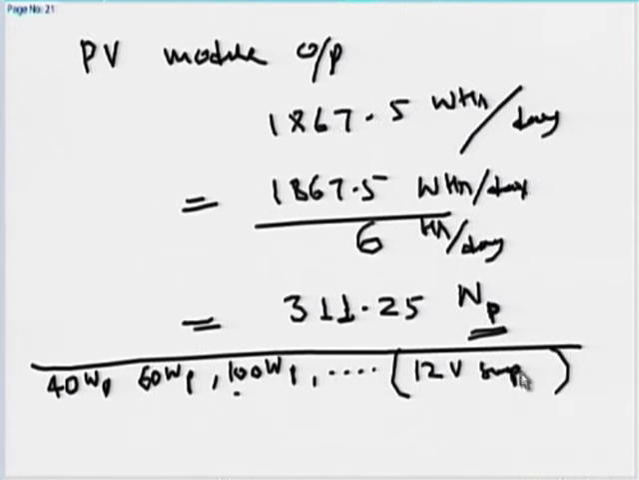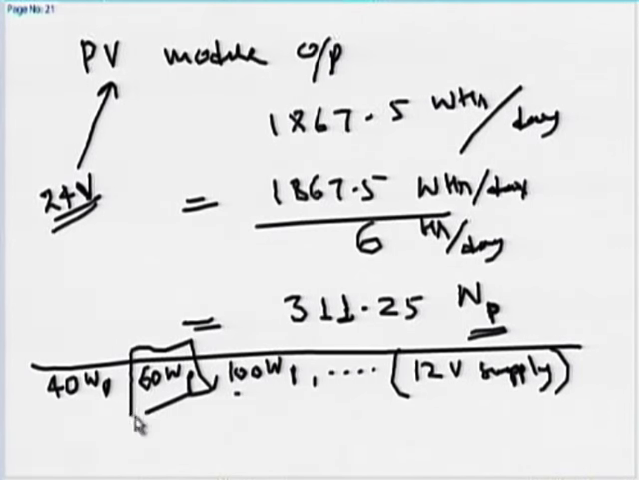These are all designed for 12 volt, and because your PV output should be given to the battery, and your battery is 24 volt, therefore I have to have at least 4 modules. Let us say I decided to use a 60 watt peak module. So, how many modules are required? 311.25 divided by 60 watt peak.